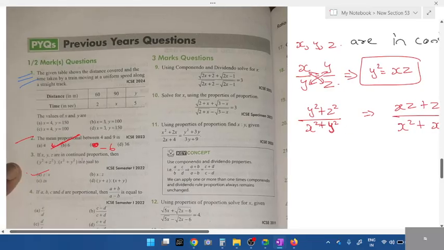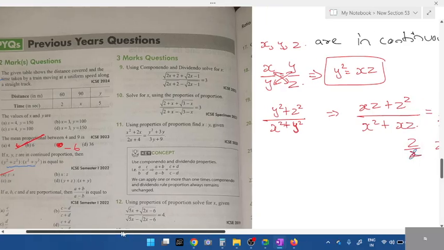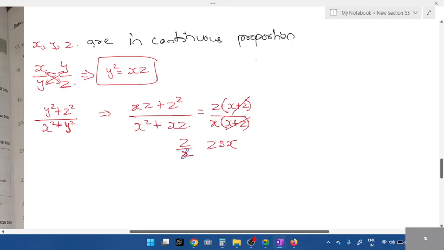If x, y, z are in continuous proportion, then they have given an equation here. This is not a proportion, it's a ratio value that they have given. So write like this: x, y, z are in continuous proportion. x divided by y is equal to y divided by z. y square is xz. Take that equation, substitute, and you will get the final answer.